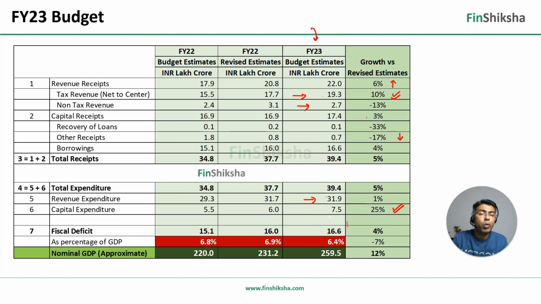to something like 7.5 lakh crore. Last year's budget estimate was 5.5. We ended up with 6 lakh crore. The year before this was 4.5 lakh crore. The year before this was 3.5 lakh crore. So from 3.5 lakh crore in 3 years, we are now estimating capital expenditure to be 7.5 lakh crores.